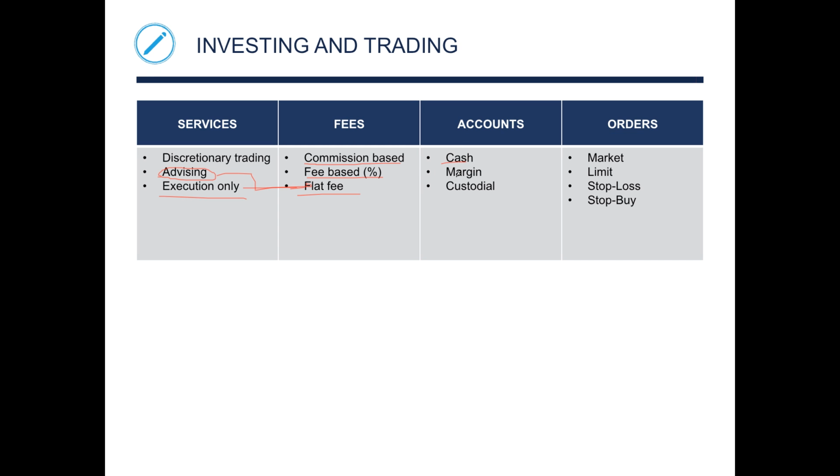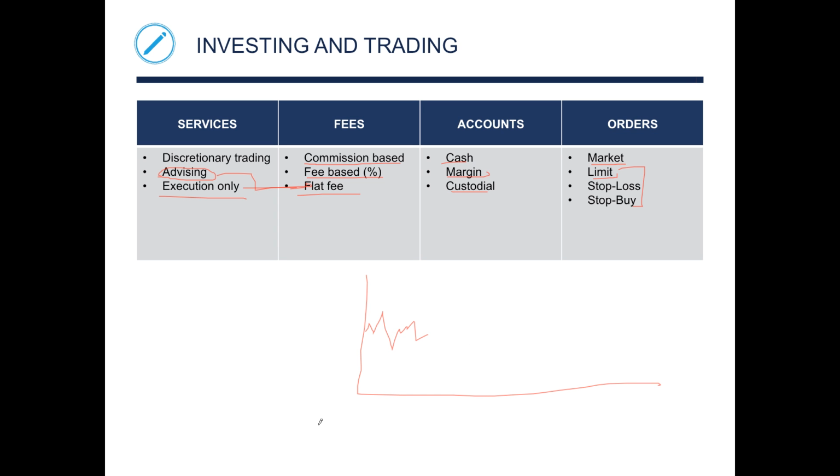Accounts: you can have cash accounts, margin accounts, which is kind of like getting a loan for an investment, and this is more like trading on the stock market. And then you can also have custodial accounts. And then orders: you can have a market order, a limit order, stop loss, and stop buy orders, and these three are actually ways to set up margins to prevent losses.